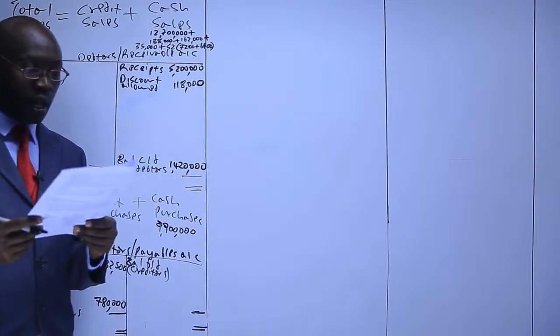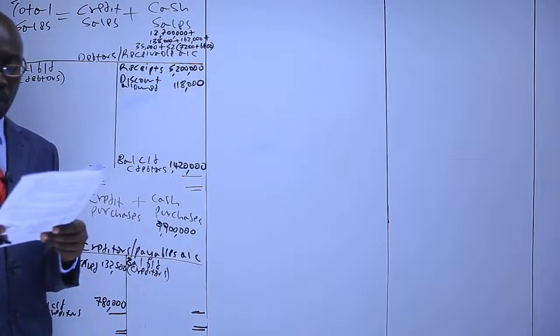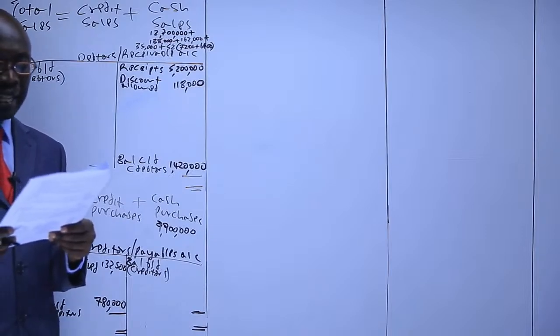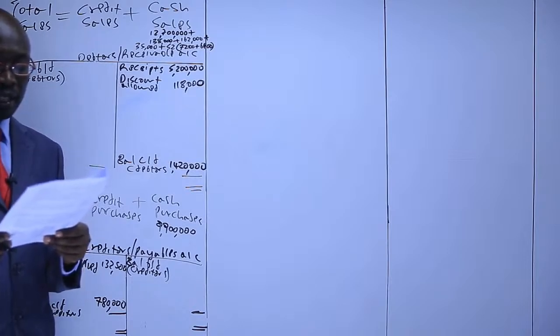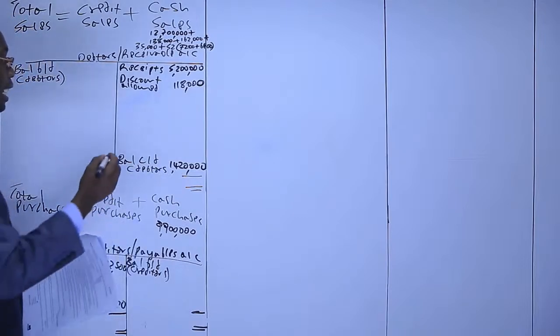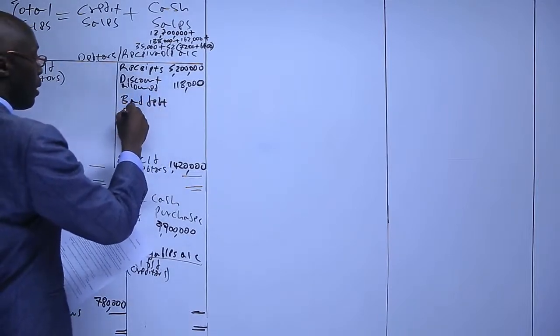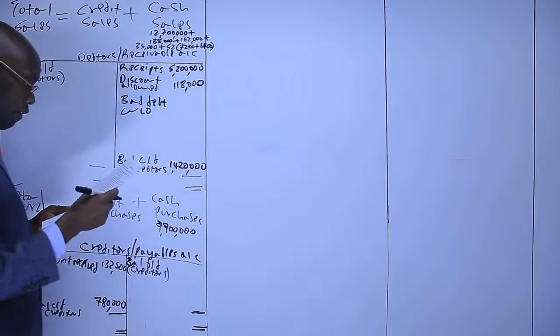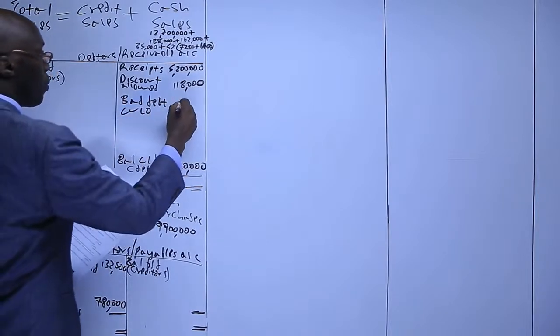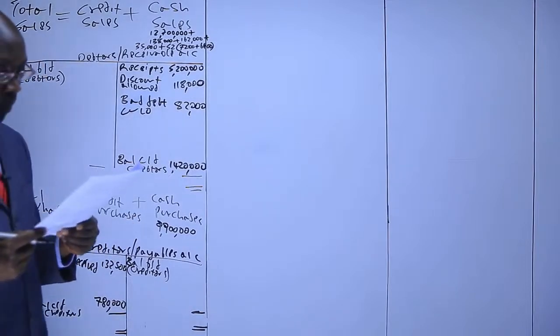We continue. An amount of 82,000 owed by Jamila Mamba, a customer, proved irrecoverable and is to be written off as bad. This amount was excluded in the total amount owed by the customers as at 31st December 2019. So that's a bad debt written off. Bad debt written off reduces the debtors, which we have 82,000. The other one is number 7.